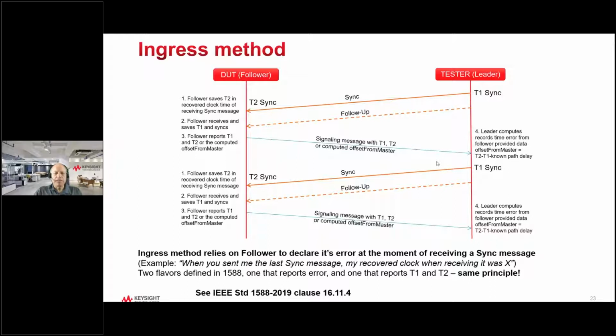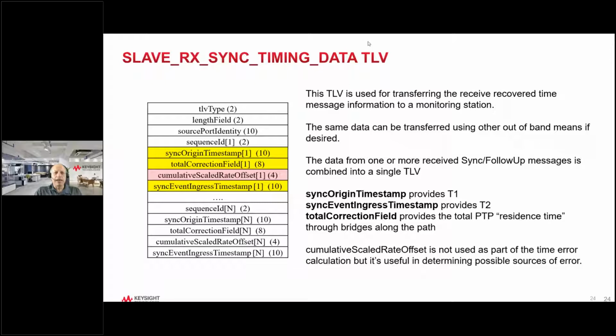The principle here is fairly simple. It's the same principle that's done when a device monitors itself, except that now it's sending that information to another device. There are 2 TLVs defined in 1588 that propagate this information. The first one is slave RX sync timing data, in which you have the T1 and T2 time in the sync origin timestamp and the sync event ingress timestamp fields, and the total correction field provides the PTP residence time through the various devices along the path. The cumulative scaled rate offset is not directly used as part of the time error calculation, but it can be useful in determining the source of the error, so I'm highlighting it here as well.